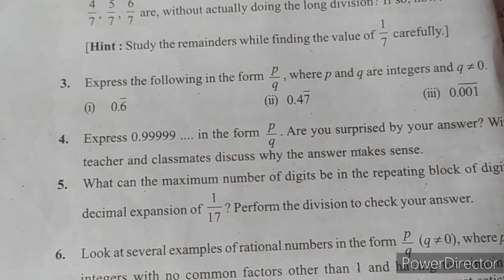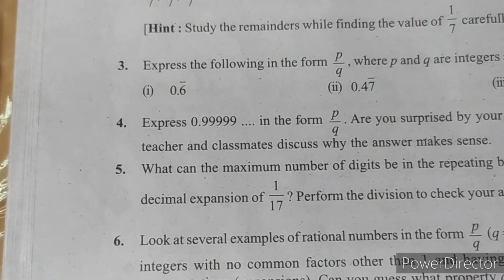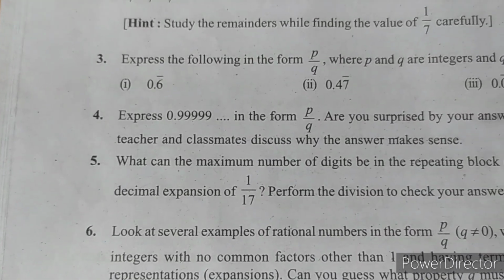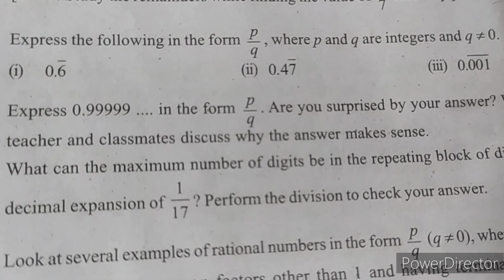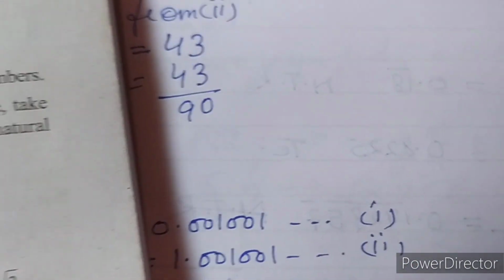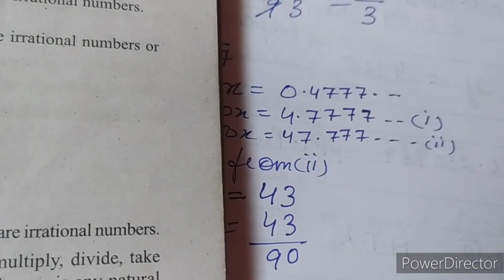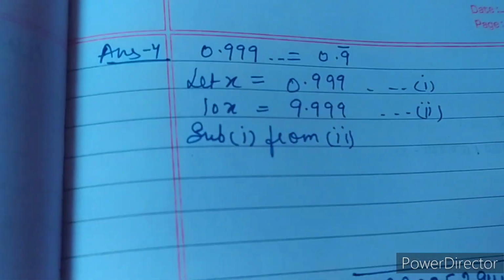Again, this is a similar type of question in which you have been given a number, 0.9999, to write in the form of P by Q. Are you surprised by your answer? With your teacher and classmates, discuss why the answer makes sense. So again, here also I have already done this. Now let's come to answer number 4.